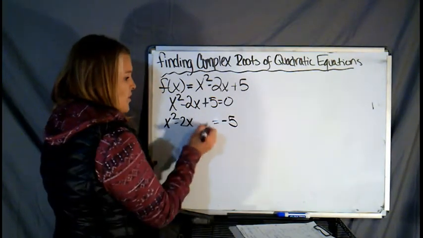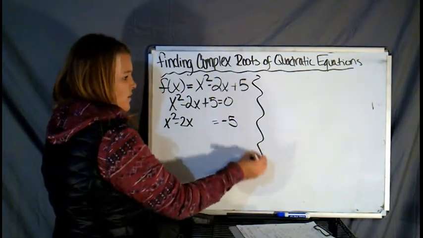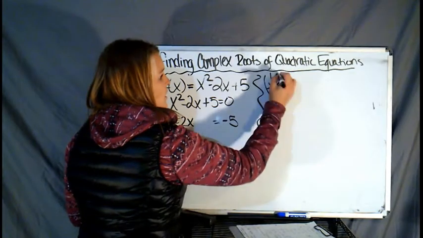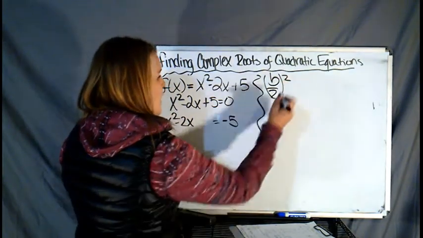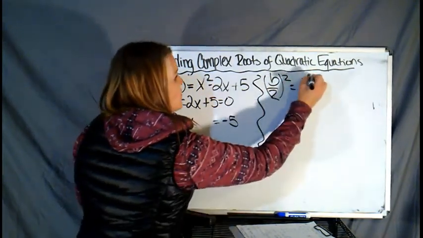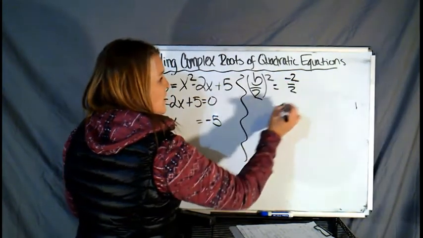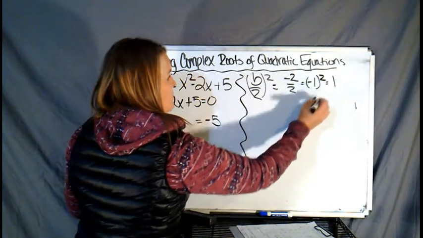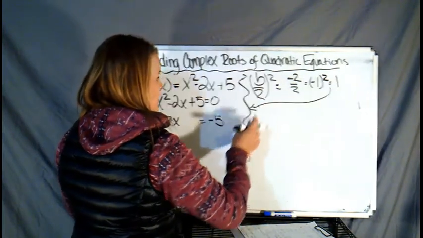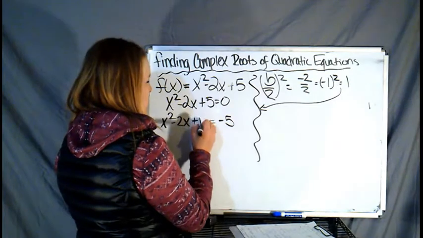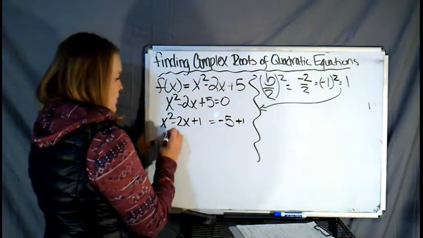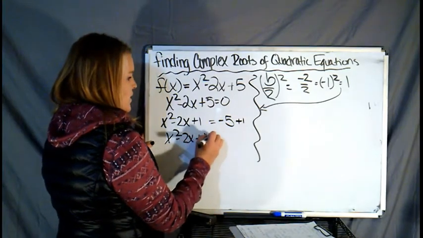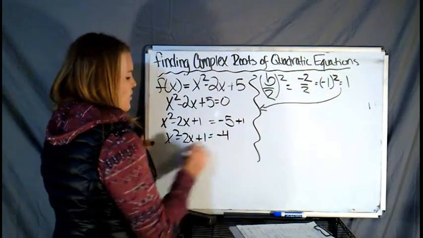And now I want to figure out what this new c is going to be. I'm going to find that by taking b over 2 and squaring it. And then I will have negative 2 over 2 giving me negative 1. Square that and I will have 1. And my 1 is going to come over here. So I'm going to add 1 here and I'm going to add 1 here, giving me x squared minus 2x plus 1 is equal to negative 4.